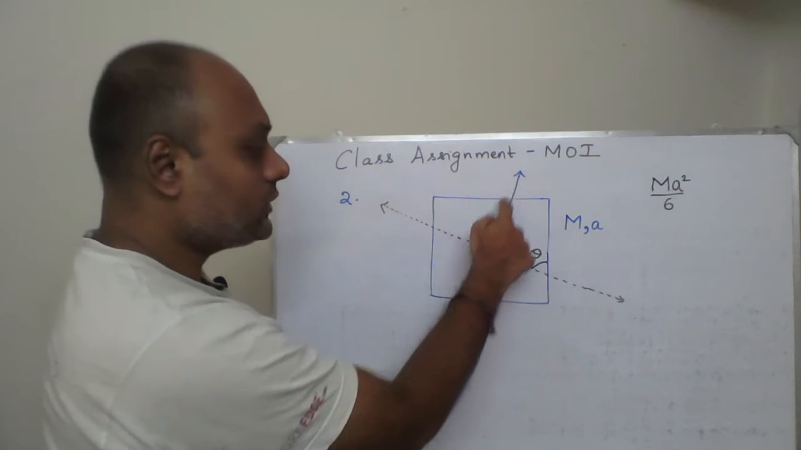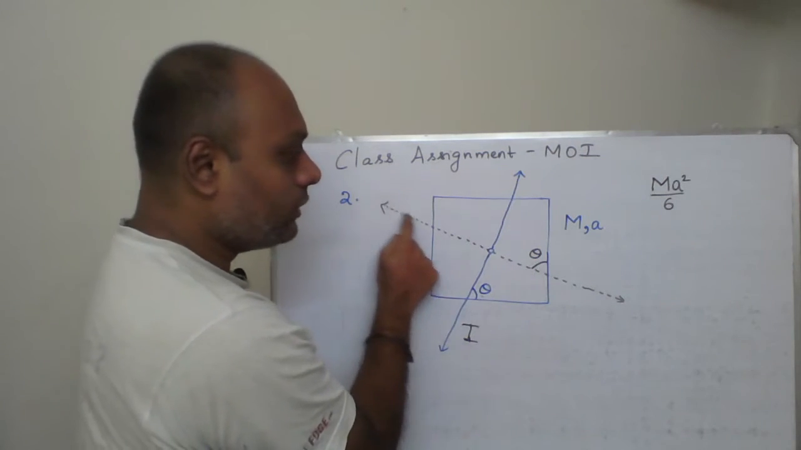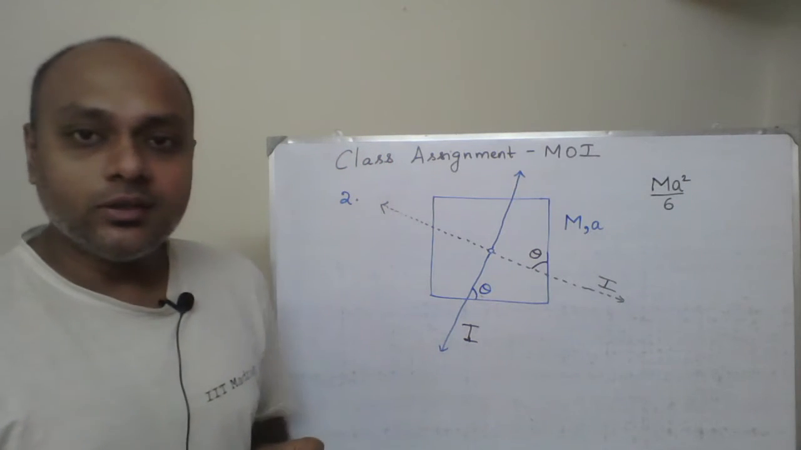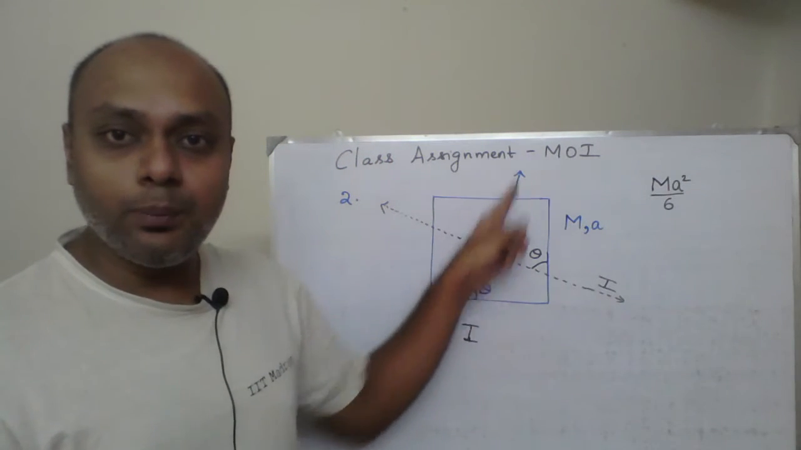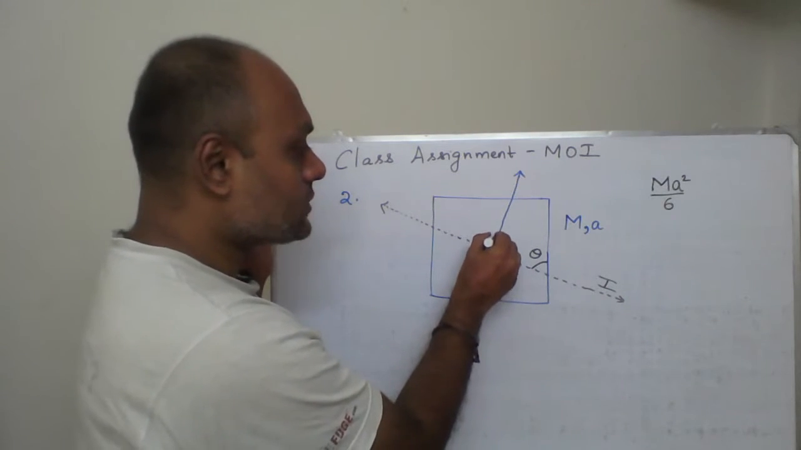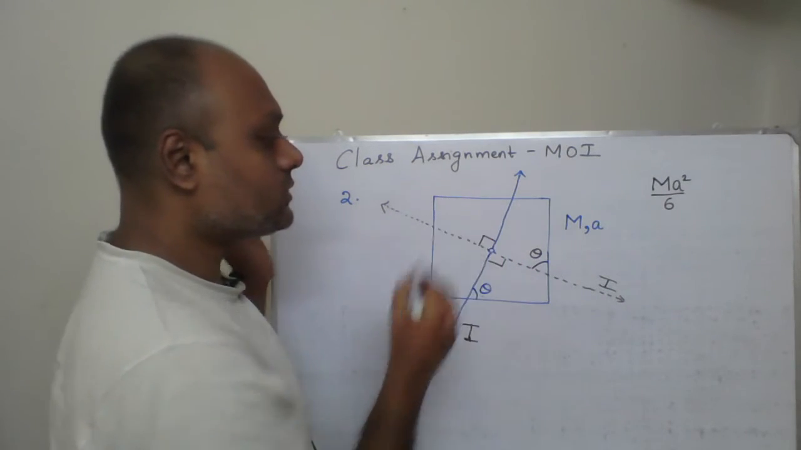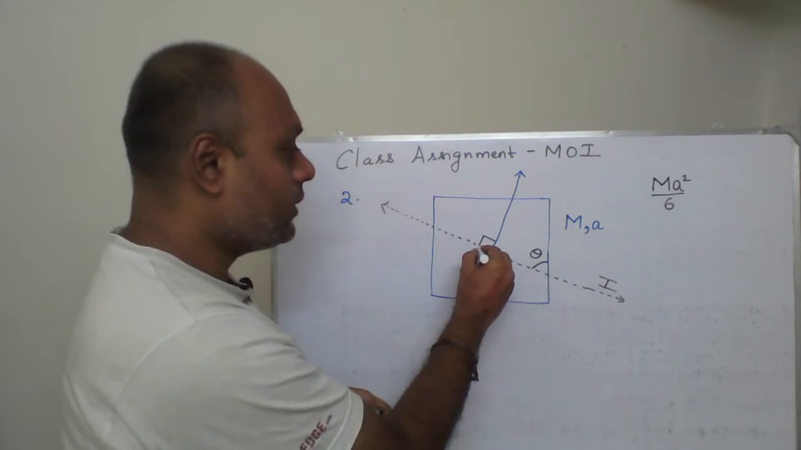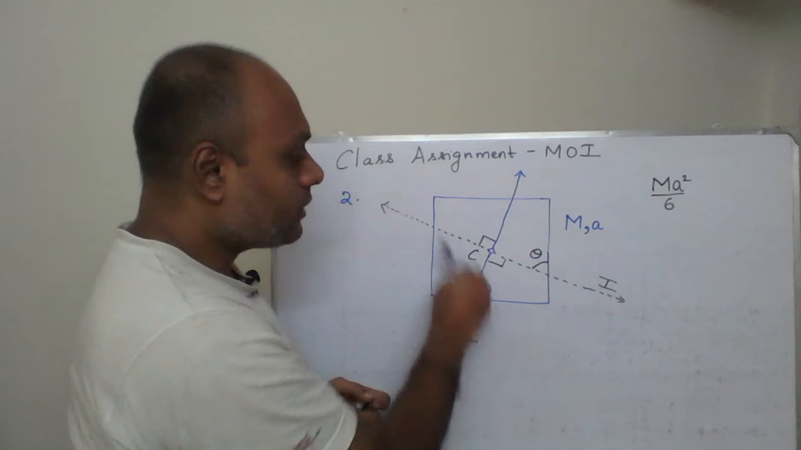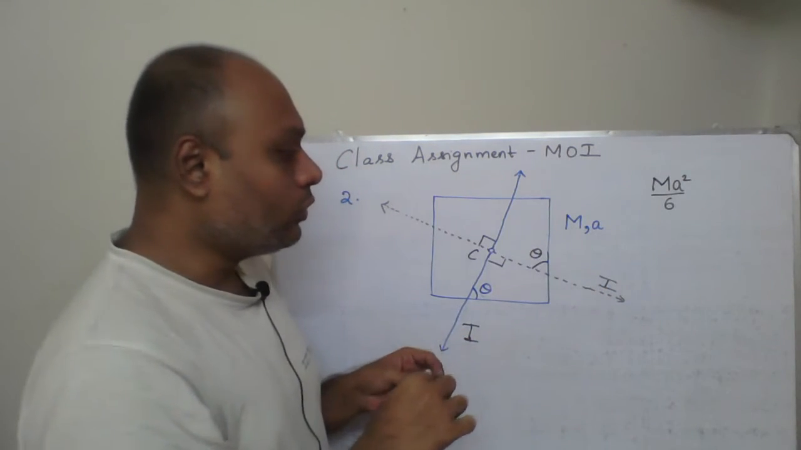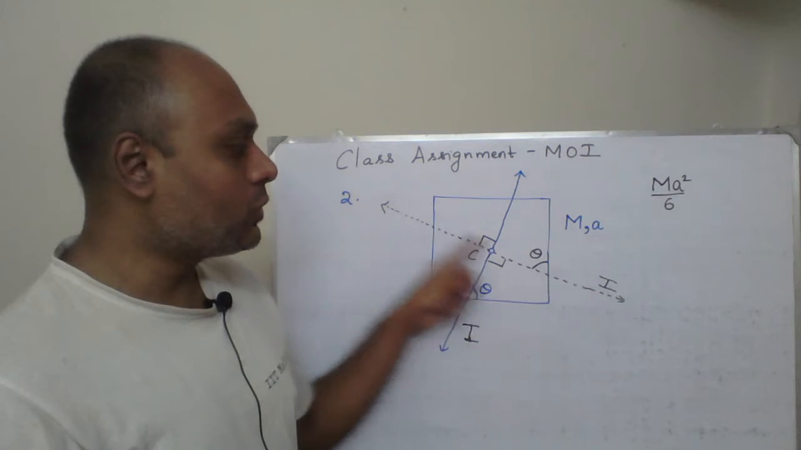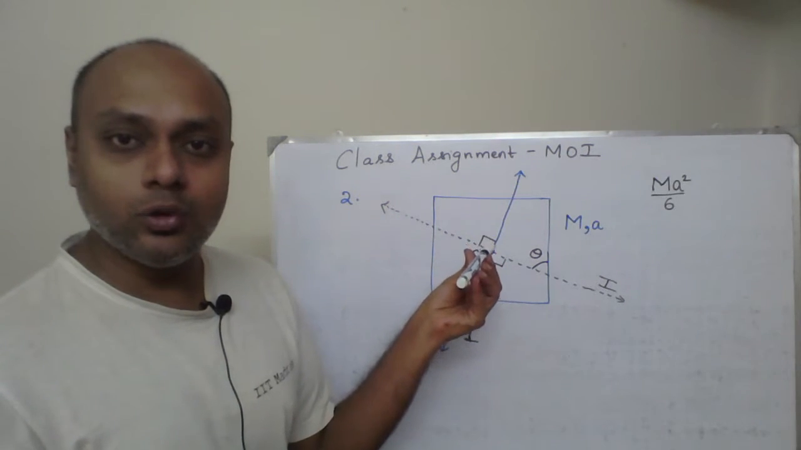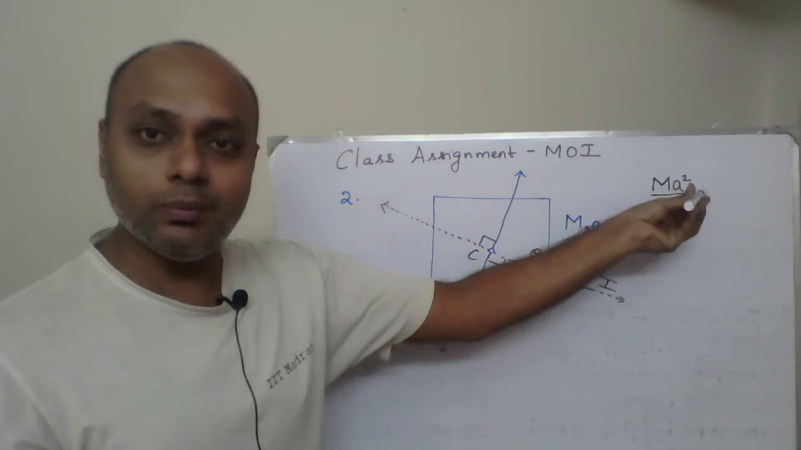So if the moment of inertia about this axis is I, then the moment of inertia about this axis will also be I. So essentially now we have two axes lying in the plane of the square, and these two are perpendicular axes, 90 degrees. So now I'll apply the perpendicular axis theorem. This is the center of the square. Now this I plus this I, using the perpendicular axis theorem, the sum of these two moments of inertia will be equal to the moment of inertia about the axis passing through the center and perpendicular to the plane, which is ma square by 6.